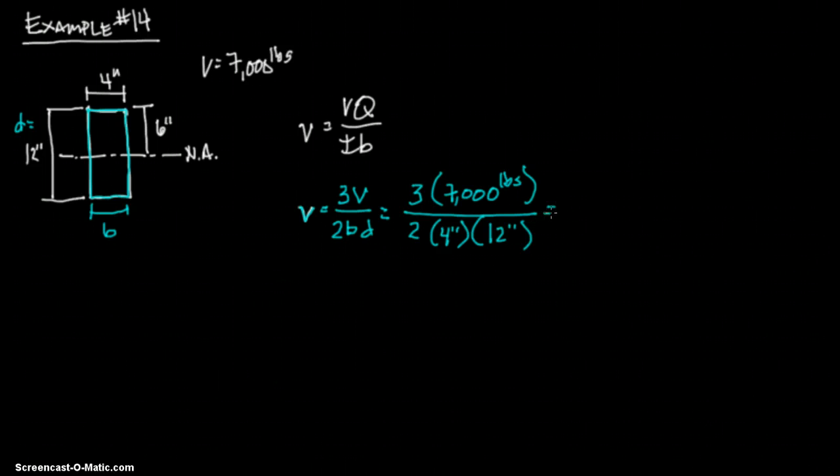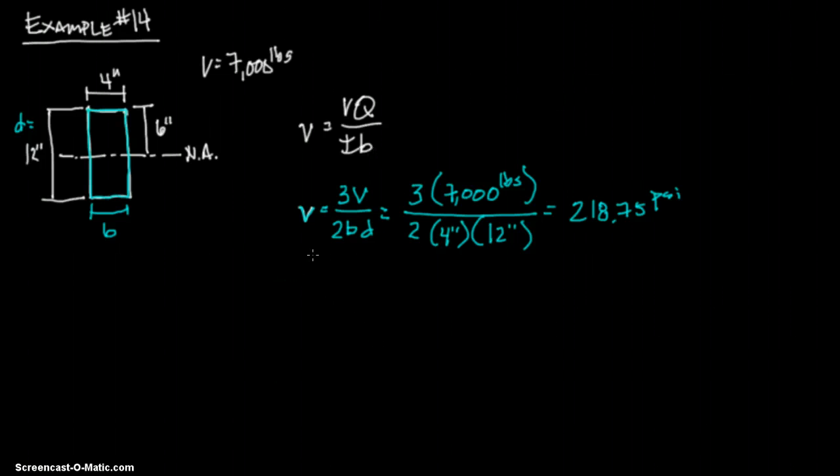So let's go ahead and solve for this, and we'll type it in. 3 times 7,000 divided by 2 divided by 4 divided by 12 equals 218.75 PSI. And let's see, did we get the same thing? Yes, we did. And we actually got the same thing as VQ over IB.